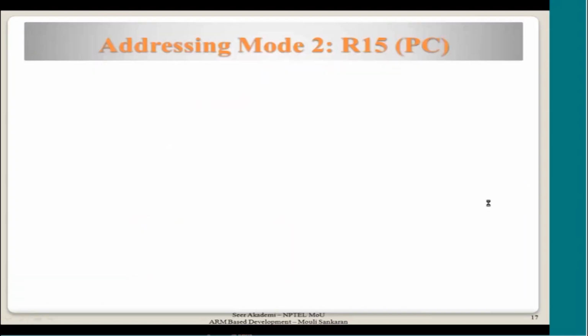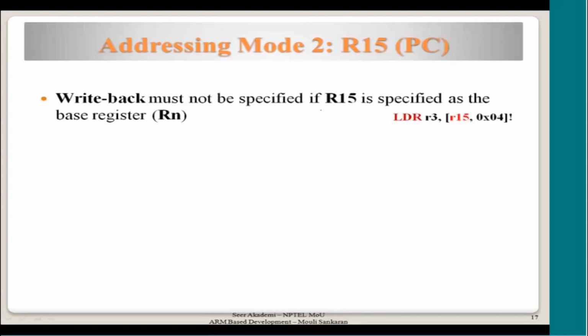So now let us see what are the special conditions you need to remember with the R15, because R15 is always our special register, right? The ARM architecture says the write back must not be specified if R15 is specified as a base register. Base register is Rn. In case you have Rn as R15, please don't mention this. That's what they are saying.